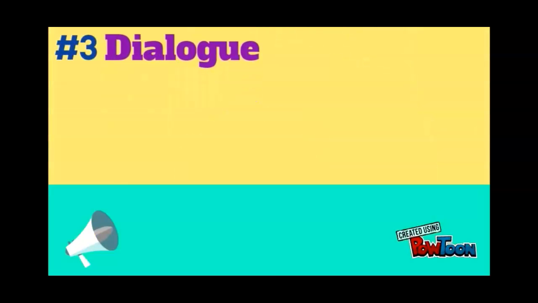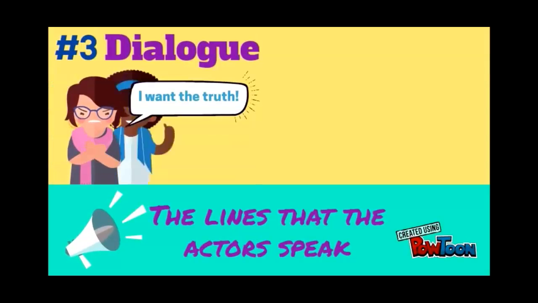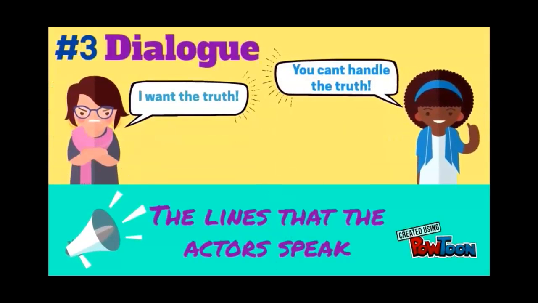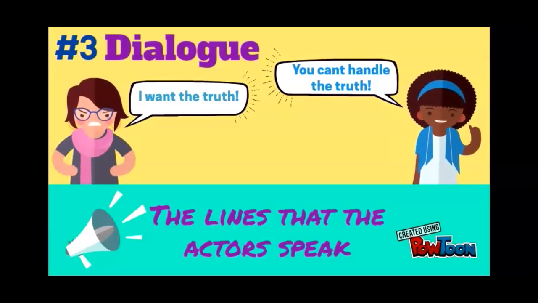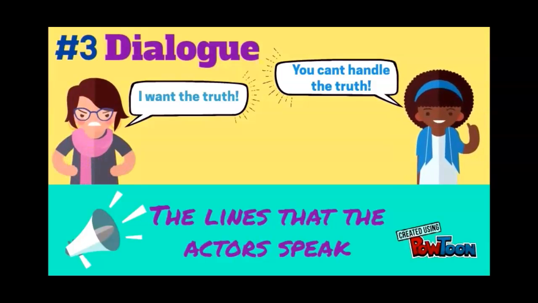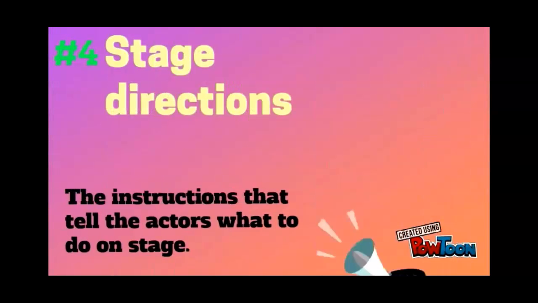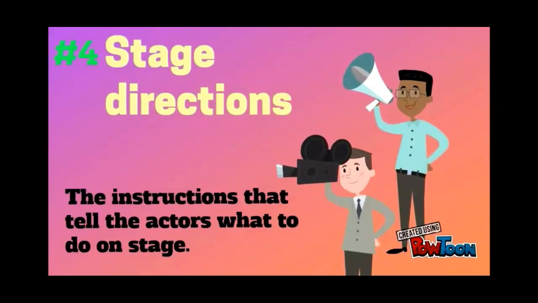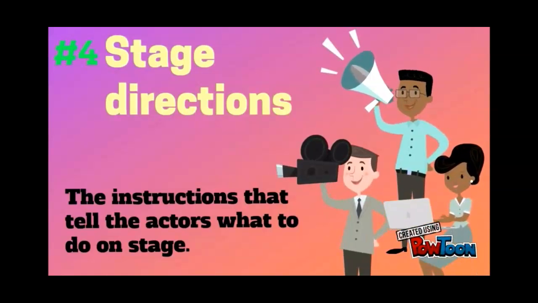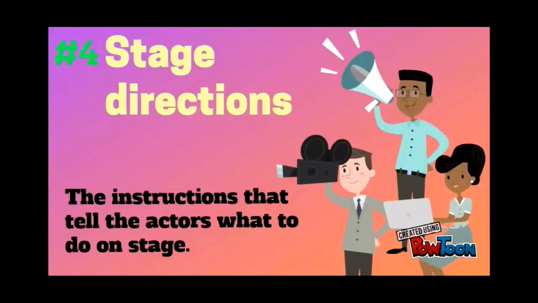The dialogue, or the lines spoken by the actors, is the conversations between characters. Next, we have stage directions. They let the actors know what to do on stage. For instance, the stage directions may let the actor know where to stand or exactly how to deliver their lines.